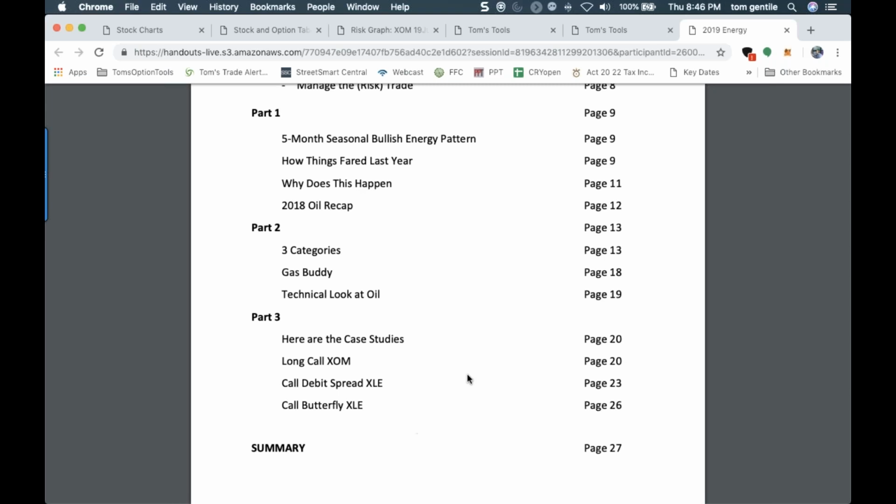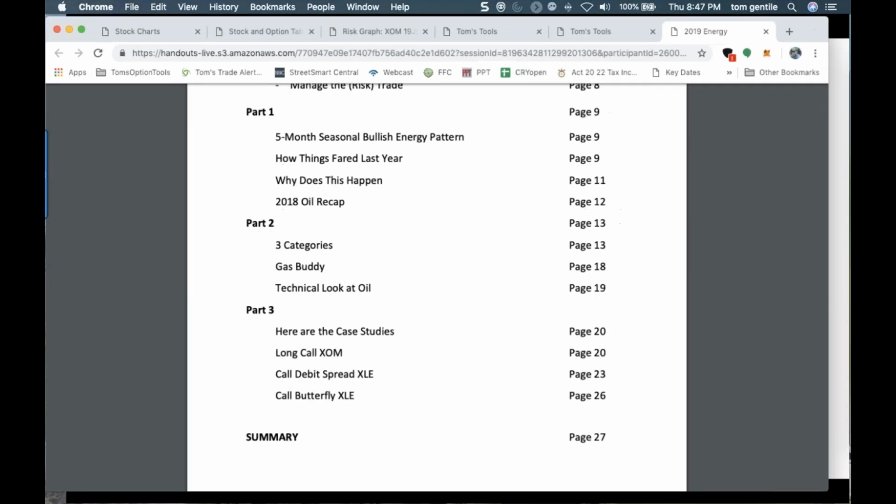Anyway, here's your case studies, page 20 through 26, and you'll see the long call debit spread and butterfly spreads. But we talked about so much more tonight in terms of looking at the oil and energy opportunities. So let's get back and see if there are any more questions before I give you my homework assignment for tonight, as well as what we're going to cover next week.